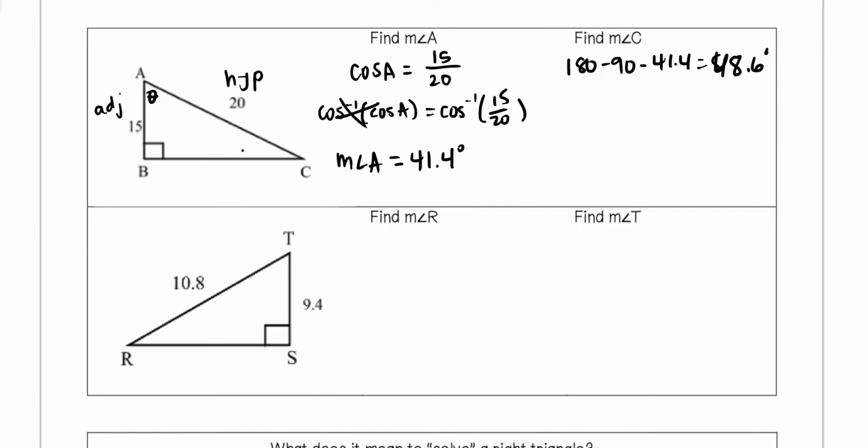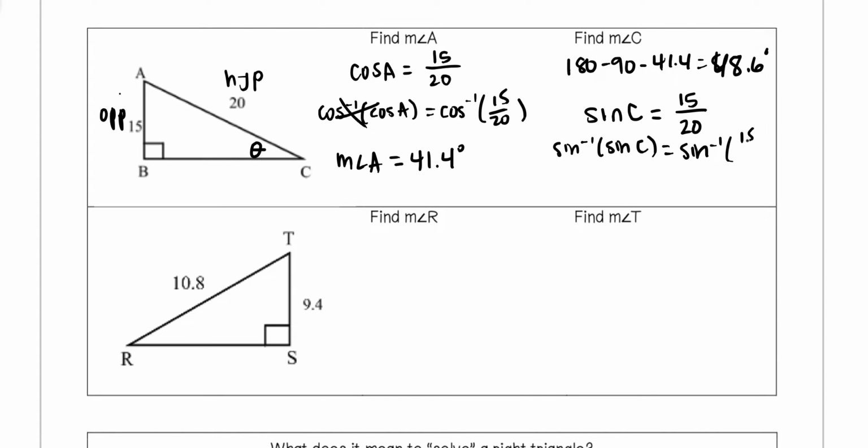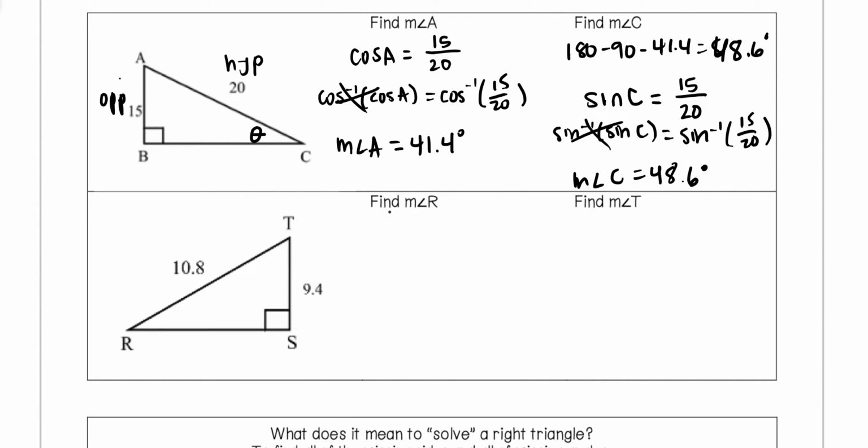Or if you wanted to use trig here, we're now focusing on our theta being at angle C to find that missing angle. So 15 is now the opposite side, 20 is still your hypotenuse. So we'll now need to use the sine function, and we'll take the sine of C as the opposite 15 over the hypotenuse 20. I'm going to take the inverse sine of each side of this equation. So when I take the inverse sine of 15 over 20, I'll end up with the measure of angle C equaling 48.6 degrees.